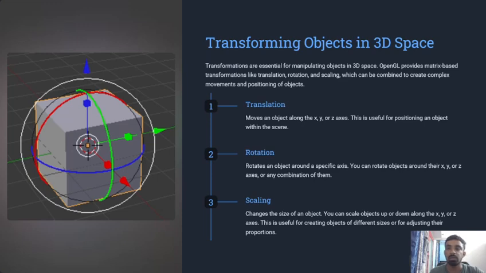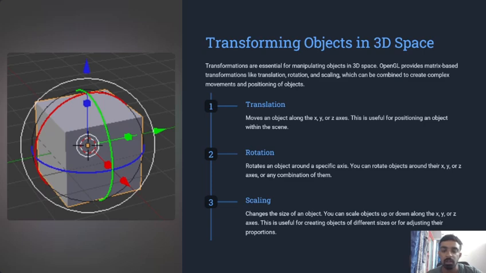Transforming objects in 3D space. Transformation is essential for manipulating objects in 3D space. OpenGL provides matrix-based transformations like translation, rotation, and scaling, which can be combined to create complex movements and positioning of the objects. Translation moves an object along the XYZ axes. This is useful for positioning the object within the scene.